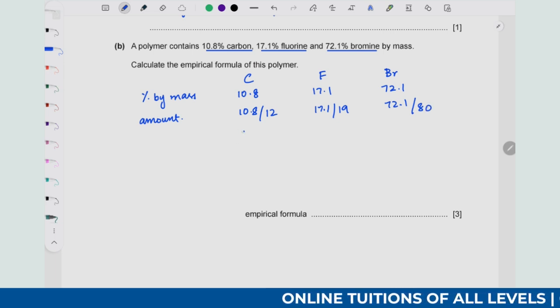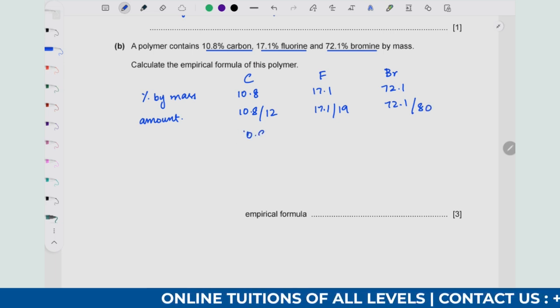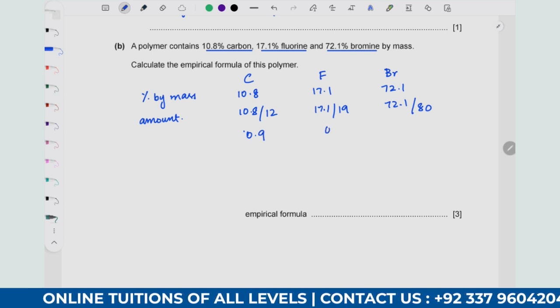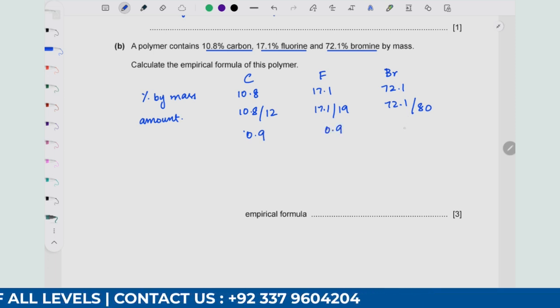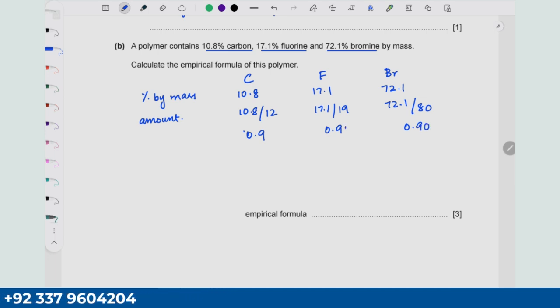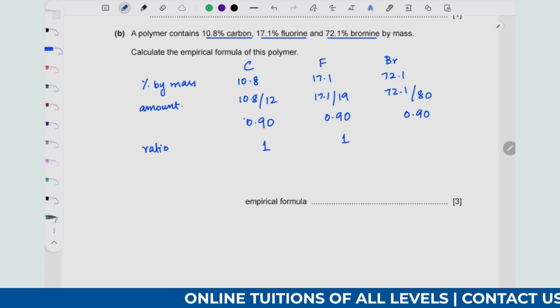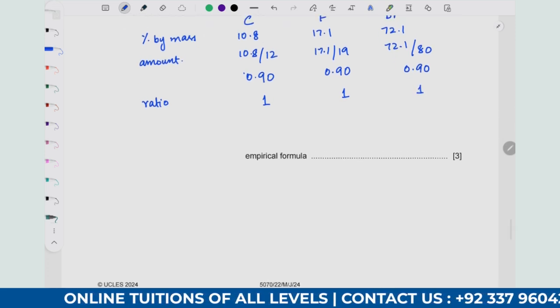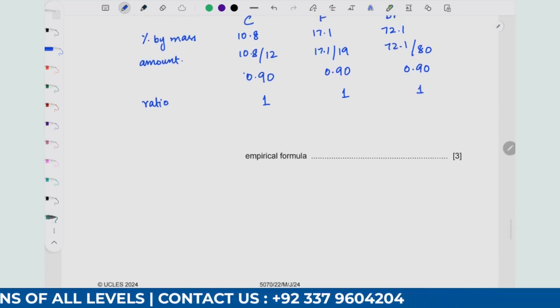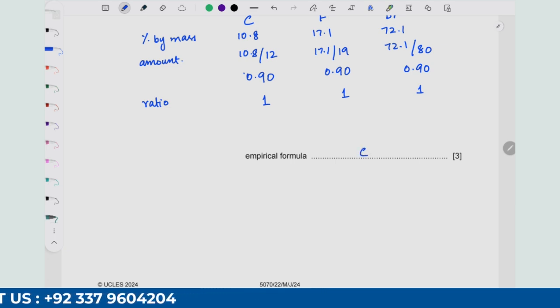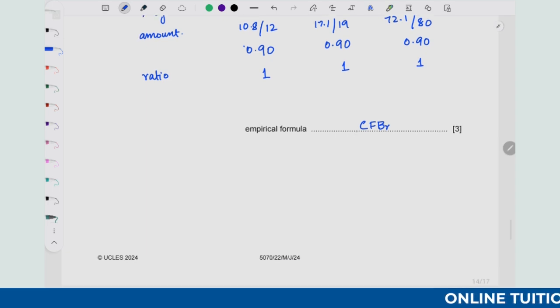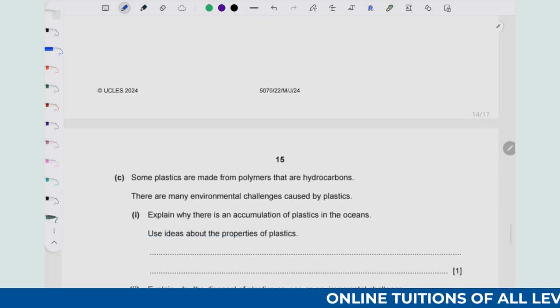So it will give us 0.9, this will give us 0.9, and this will also give us 0.90. So as all are the same, the simplest ratio will be 1:1:1. So the empirical formula will be CFBr. All the elements will be in a 1:1:1 ratio.